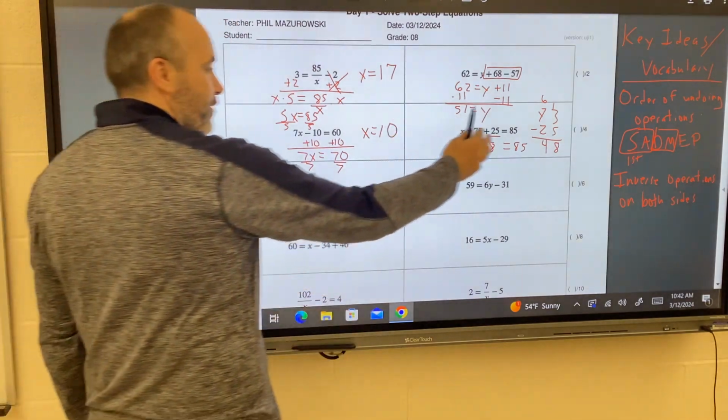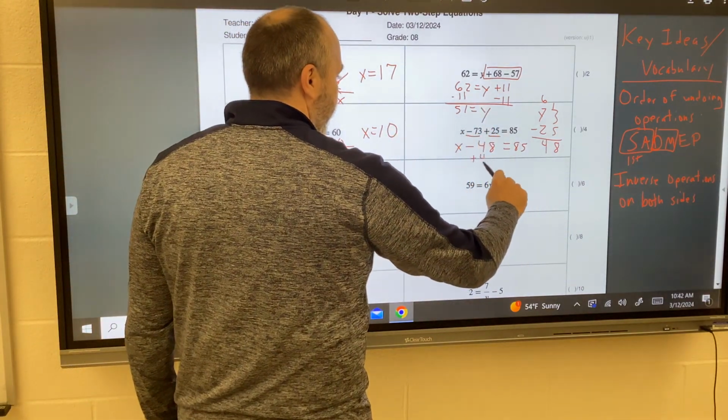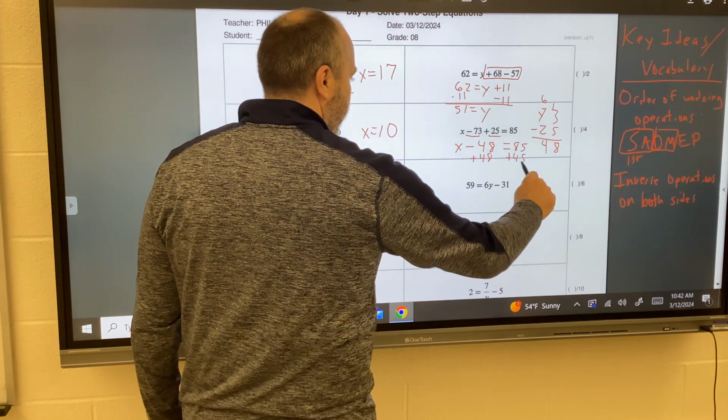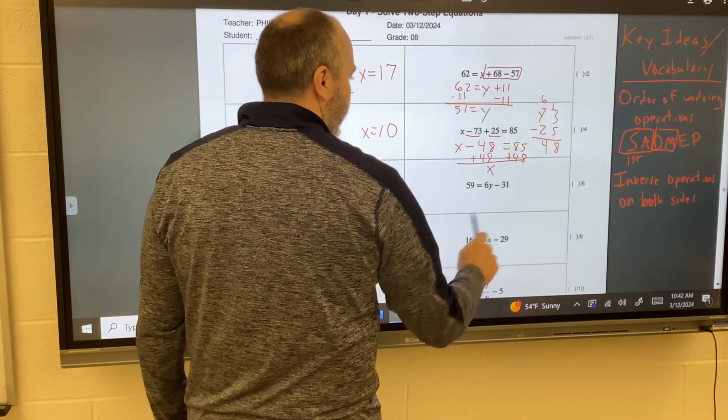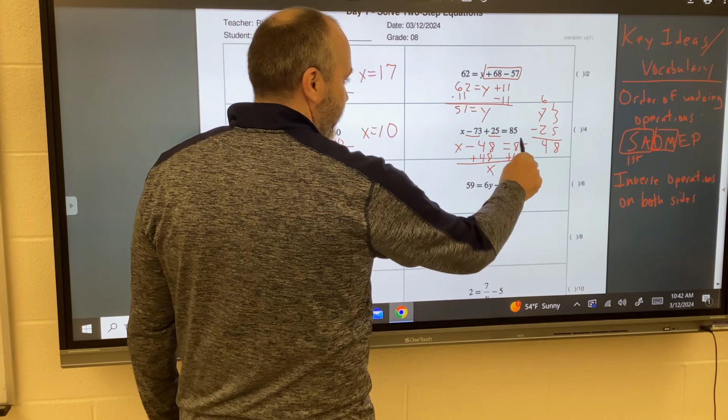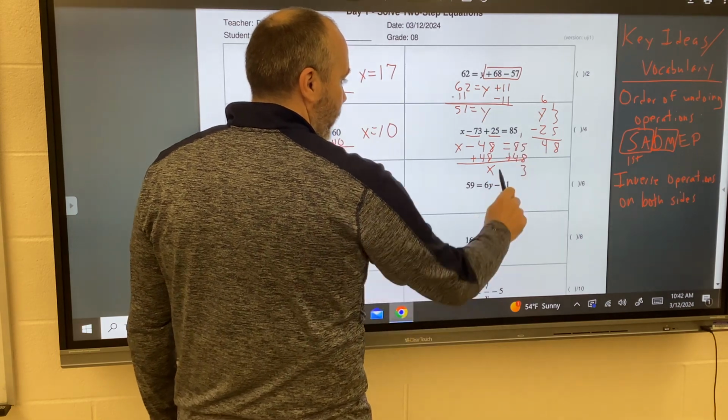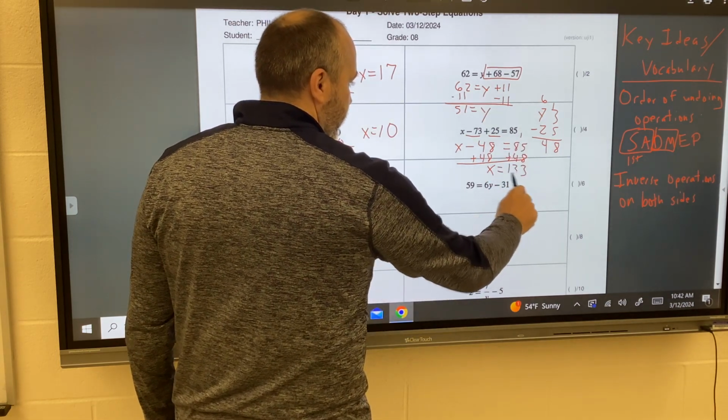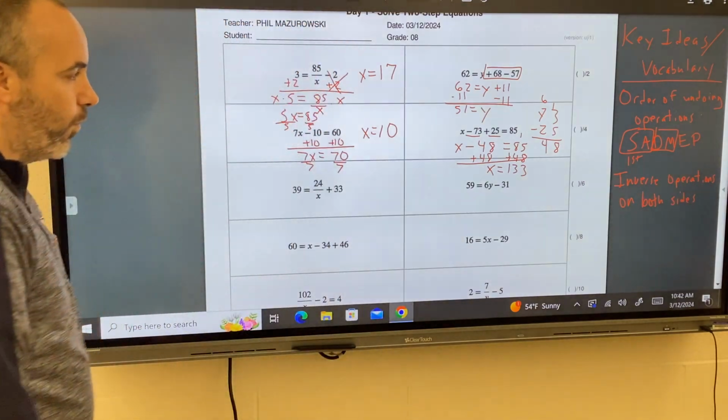So then to get rid of minus 48, we add 48 to both sides and end up with 5 plus 8 is 13. Carry the 1, 8, 4, and 1 gives us 13. So x is 133.